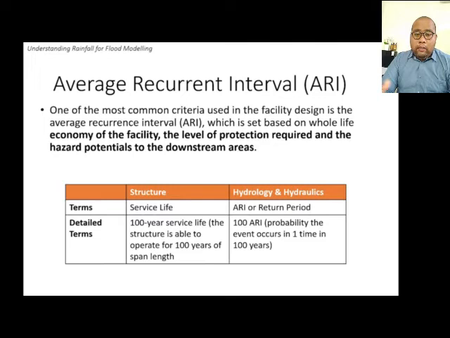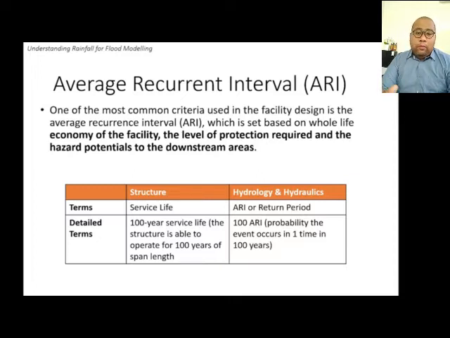If we compare hydrology and hydraulic systems, ARI we can compare with the service life in structures. Okay, betul. For structures, when you want to construct a building, you use service life to represent the service life of the structure. Contoh 100 tahun service life. So this concept is actually the same for the ARI. For example, you have 100 ARI, or we call it 100 years ARI. So there is a probability the event occurs one time in 100 years.